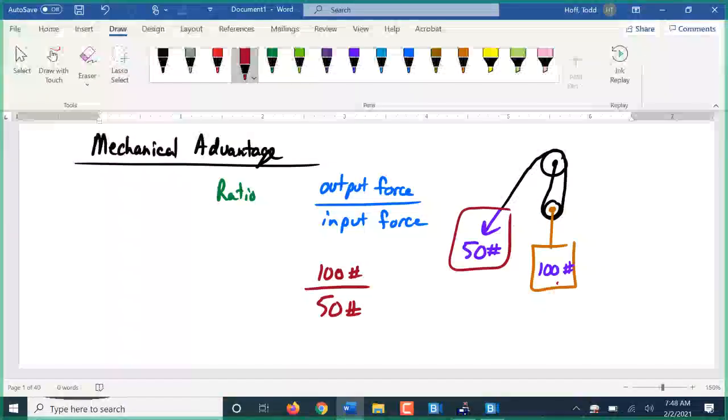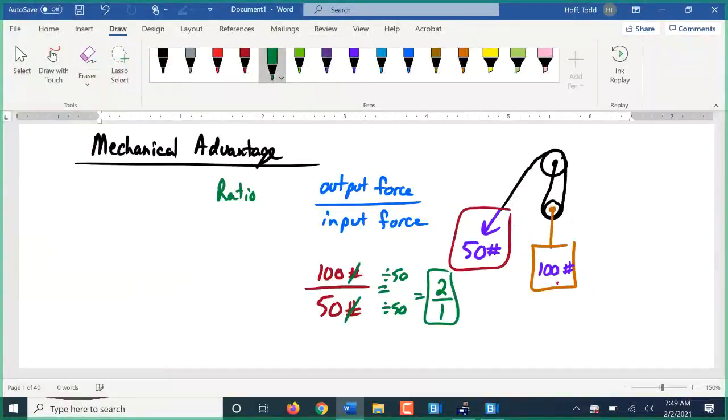Now, of course, the pounds cancel out. Just like any other ratio, it has the same unit, so the units cancel out. 100 and 50 both can be divided by 50 to give us that this is a 2-to-1 ratio. So that would be a 2-to-1 mechanical advantage, is what that's saying. So whatever it is you're trying to lift, you need to put in half of that amount of force in order to lift it. Well, that might seem a little too good to be true.